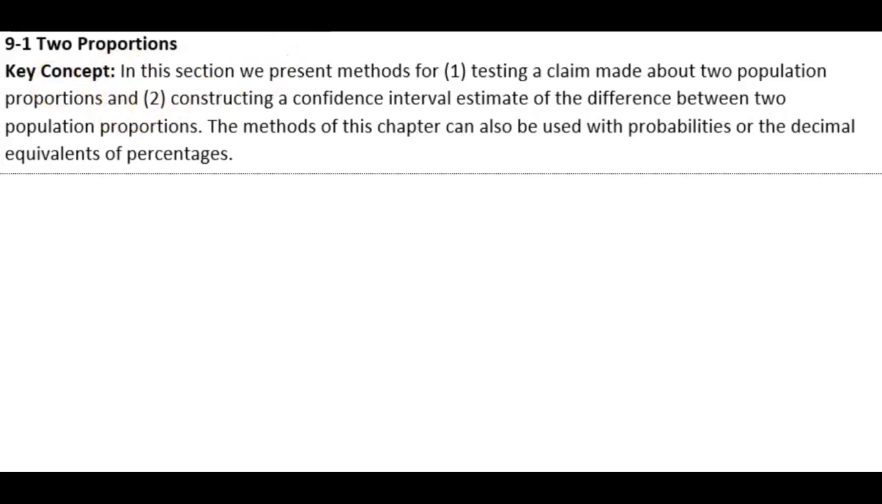Section 9.1, 2 Proportions. Key concept. In this section, we present methods for 1, testing a claim about 2 population proportions, and 2, constructing a confidence interval estimate of the difference between 2 population proportions. The methods of this chapter can also be used with probabilities or the decimal equivalents of percentages.